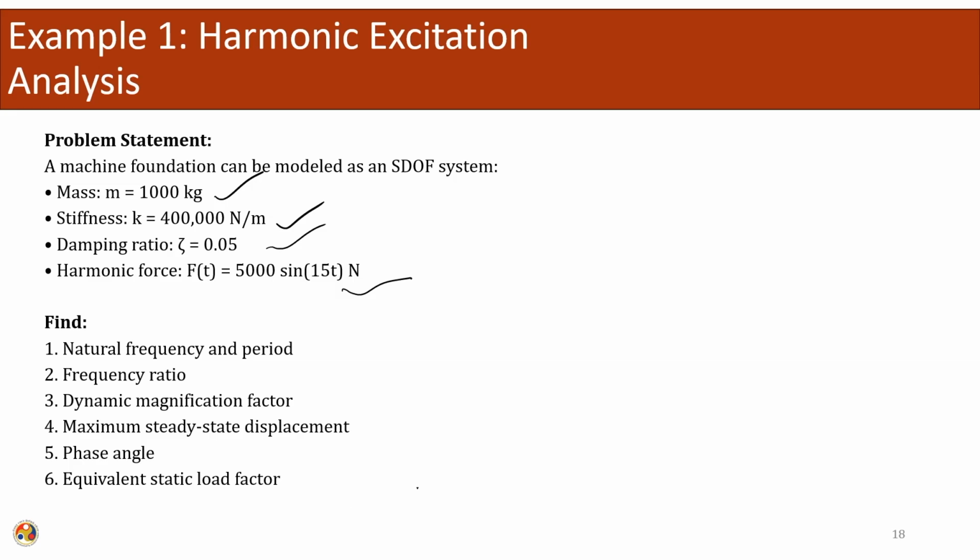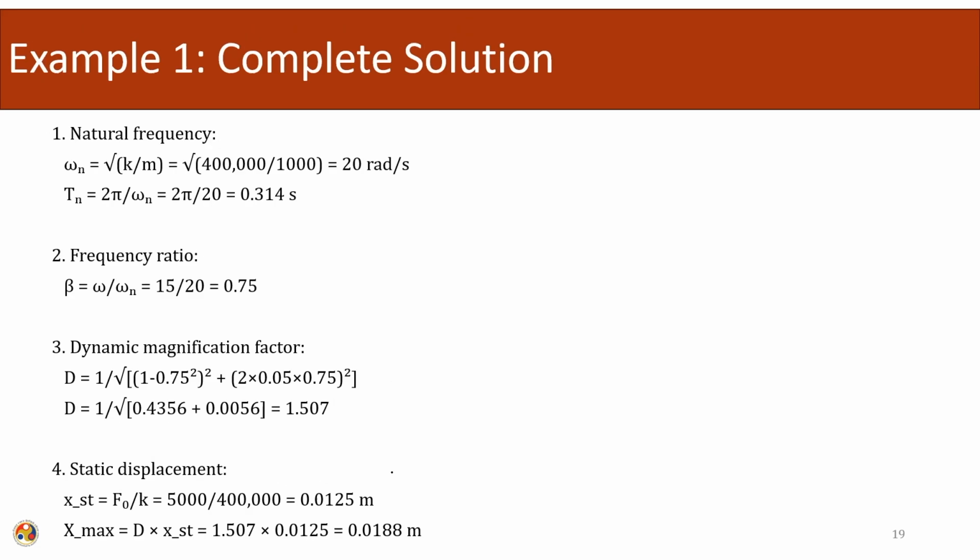The steps in solving this are: we calculate the natural frequency of the system, the dynamic magnification factor, the frequency ratio, the maximum steady state response and phase angle, and then the equivalent static load factor. A step by step solution is given here, which can be used to practice. We calculate the natural frequency, root over k over m, and 1 over this gives my time period, then the frequency ratio, the ratio between the applied frequency and the natural frequency, and the dynamic magnification factor.